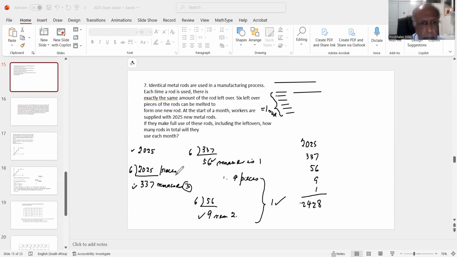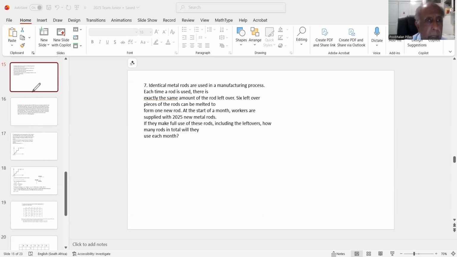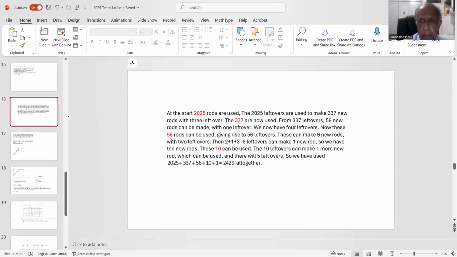Okay, I don't remember this answer. That is why I'm taking such a long time to think about this. So it seems to me that we've used 2028 rods. Um, let's go to the answer which I had worked out earlier on and see whether I get 2428. I see it's 2429. Now, why did that happen?